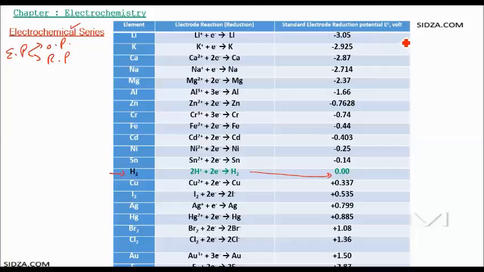What will be its oxidation potential? That will be plus 3.05. That means this particular electrode has a high oxidation potential and a very, very low reduction potential. If you go down the series, what do we find? We find that the reduction potential increases. It becomes less and less negative, then becomes 0, and then increases again, correct? So down the series, the reduction potential increases.